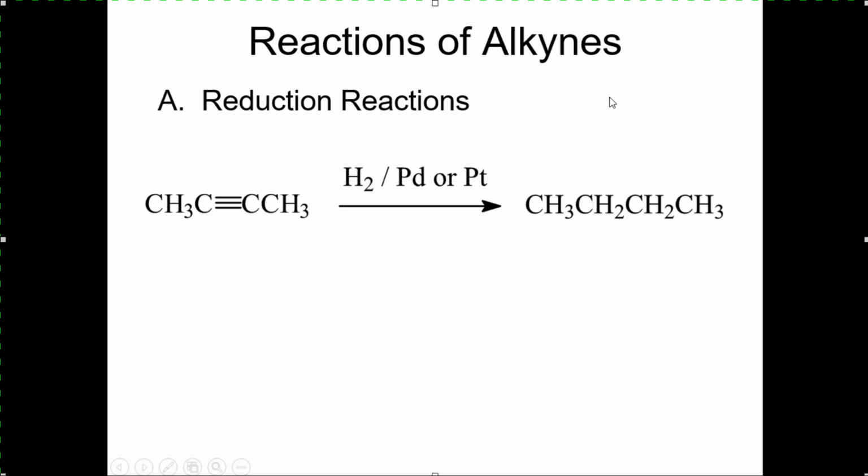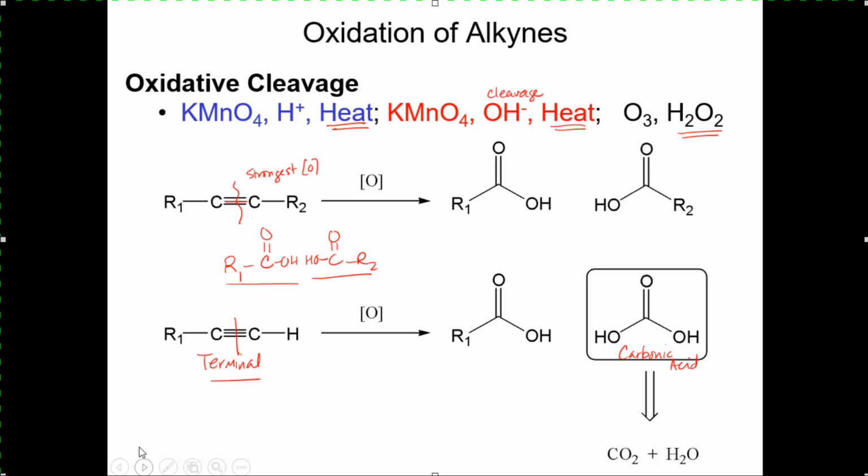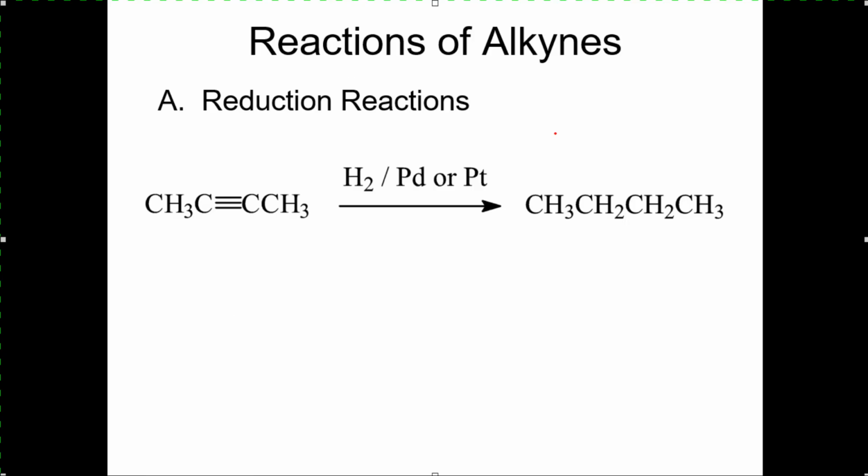Now, in terms of reduction reactions, and let me just go back here. Remember, oxidation means adding oxygen to the molecule in this case. So these are oxidative cleavages because I'm adding oxygen to the molecule and I'm cleaving the triple bond. So that means there's also reduction. So how do you reduce a carbon-carbon triple bond? Well, reduction means adding hydrogen. And there's three ways that we can do this. The first is to use hydrogen with palladium and platinum. So we're going back to our hydrogenation reaction.